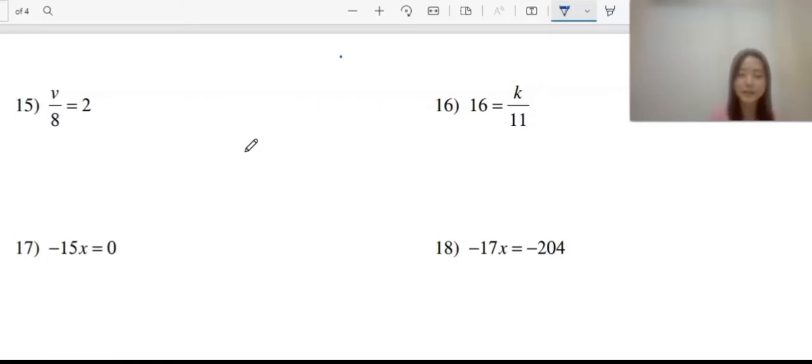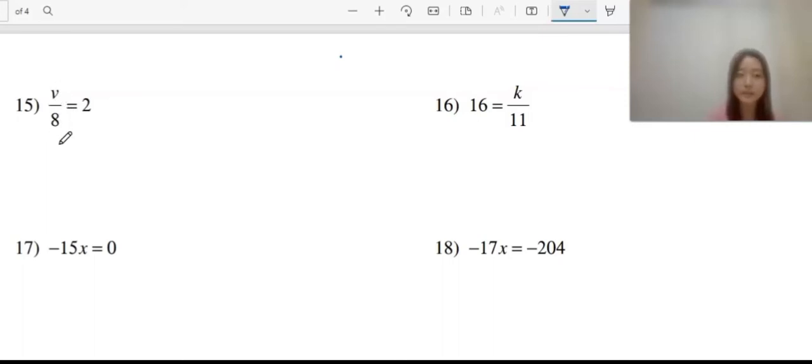This is part 2 of solving one-step equations. So let's start. If you look at 15, it says v over 8 is equal to 2. Remember, we only want the variable v by itself. So in order to do that, we will have to make the 8 go away.